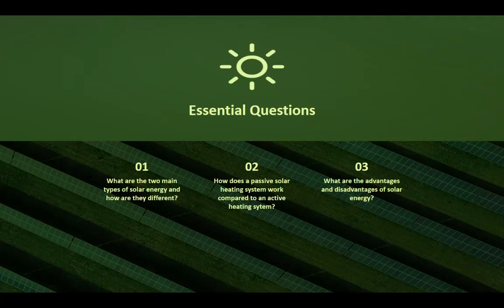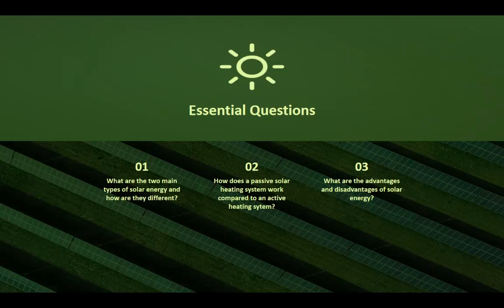Essential questions. Number one, what are the two main types of solar energy and how are they different? Number two, how does a passive solar heating system work compared to an active heating system? And number three, what are the advantages and disadvantages of solar energy in terms of both of those two main types of solar?